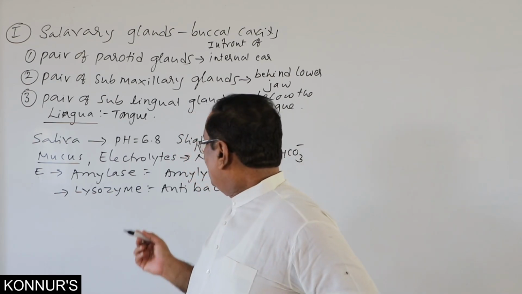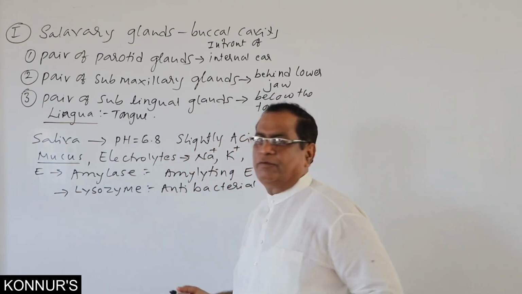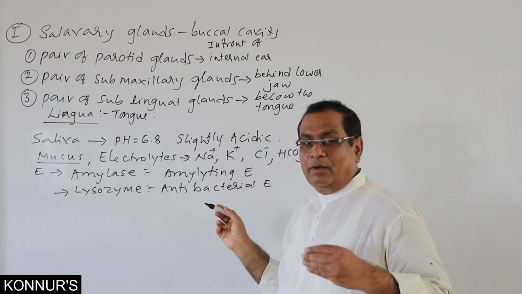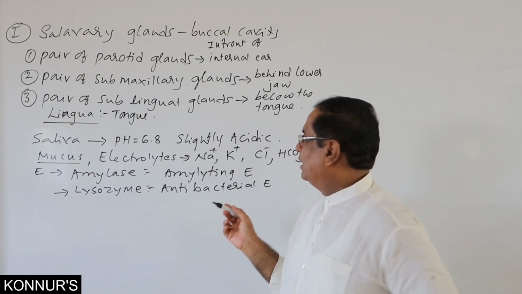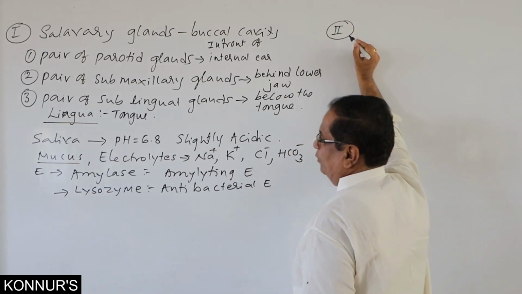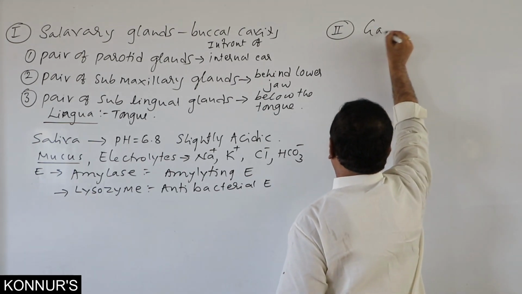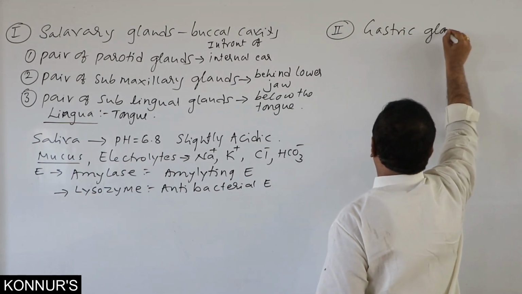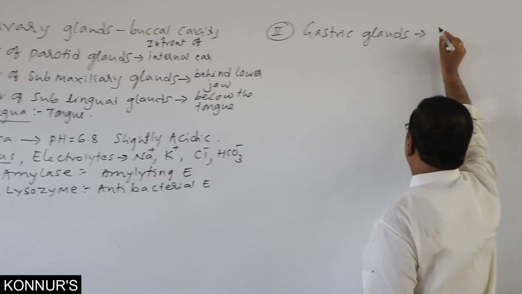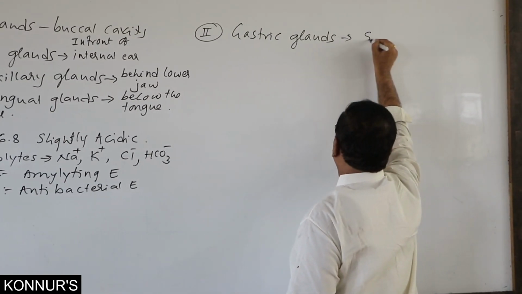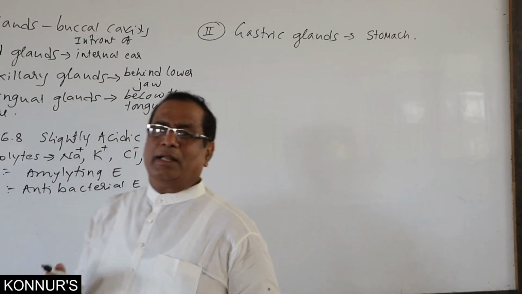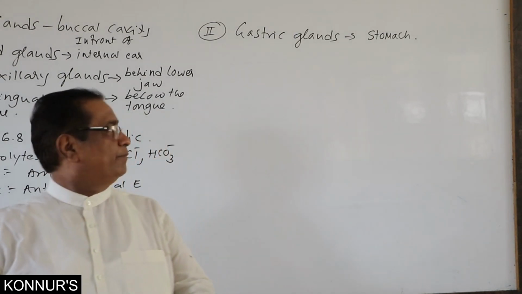Then, this is the composition of saliva. Concerned with composition, I have mentioned wherever they target for NEET questions. Now it's time to study the second group of digestive glands, gastric glands. Gastric glands are there in the inner lining of the stomach. These are very minute and innumerable in number.